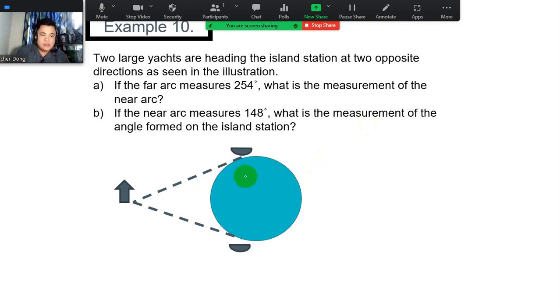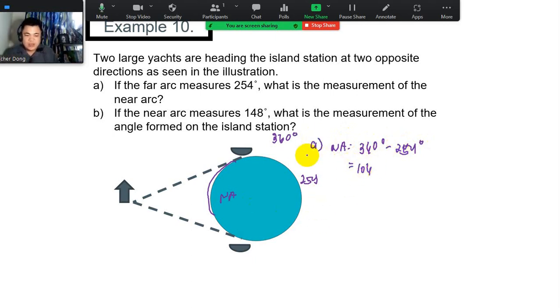With A, if the measurement of the far arc is 254 degrees, what is the measurement of its near arc? So near arc is unknown. So just remember that the degree measure of a circle is 360 degrees. We don't need to use a theorem here, rather, we will just subtract. So to solve for the near arc, it is now 360 degrees minus 254 degrees. So we will just subtract that. 360 degrees minus 254 is 106. So this is the answer in letter A. So the near arc measures 106 degrees.